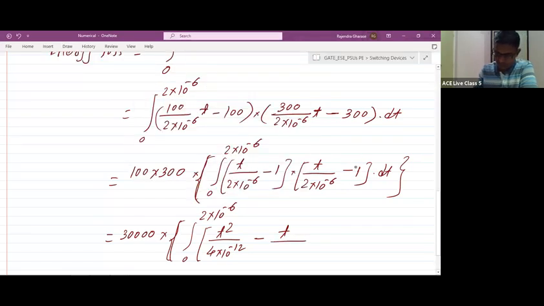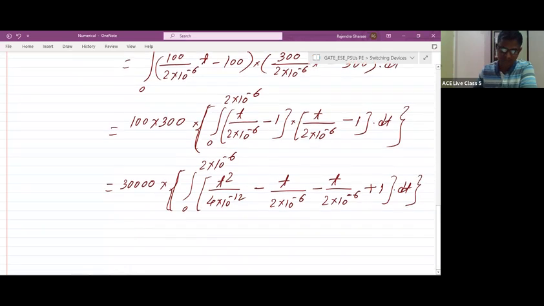This term into this minus 1, so that's why it is minus t upon 2 into 10 to the power minus 6. Next, minus t upon this term, this minus 1 and this term, so 2 into 10 to the power minus 6, and minus 1 times minus 1 gives plus 1, into dt. Is this clear? I have simply multiplied these two brackets.